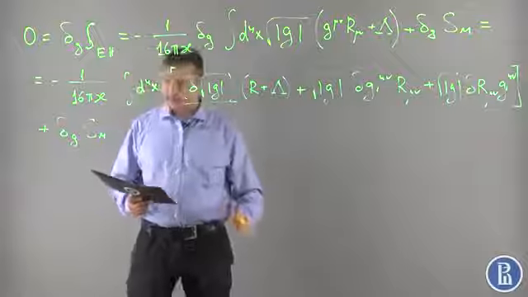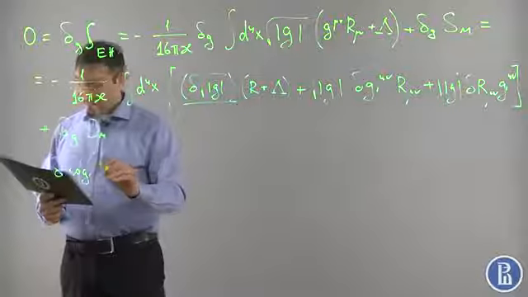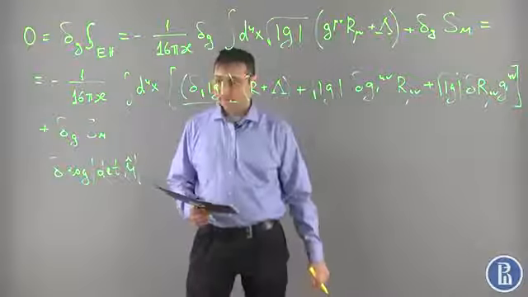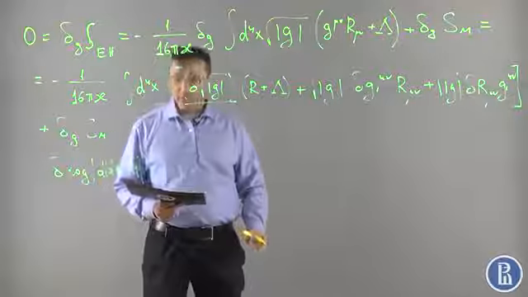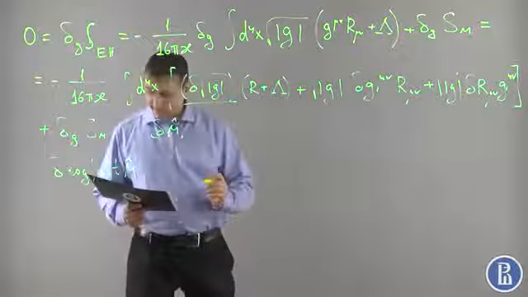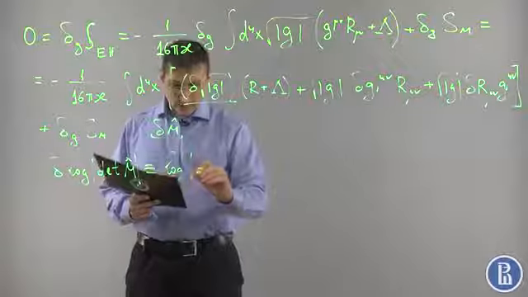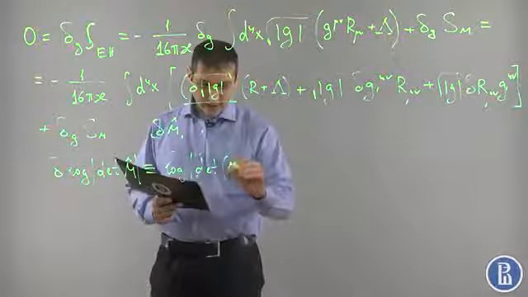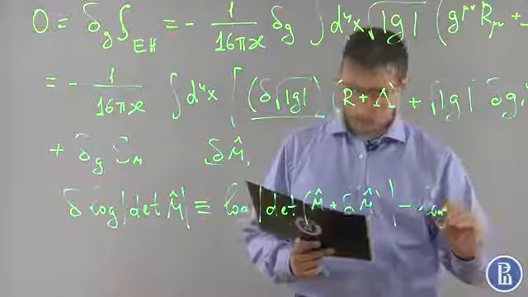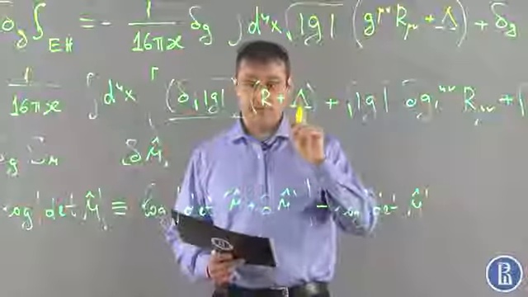To do this, let us do the variation of the log of the determinant of an arbitrary matrix M. In this chain of relations that I'm going to write now, we will keep track only of linear terms with respect to the variation of M. So this variation is just log determinant of M plus delta M minus log determinant of M.